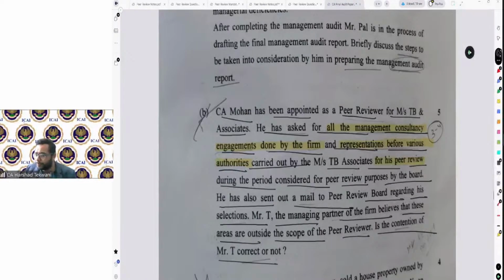Clear? This is how you need to write the answer. I just gave you a brief understanding, or you can say a rough idea, of how to write an answer in this case. I hope I'm clear.